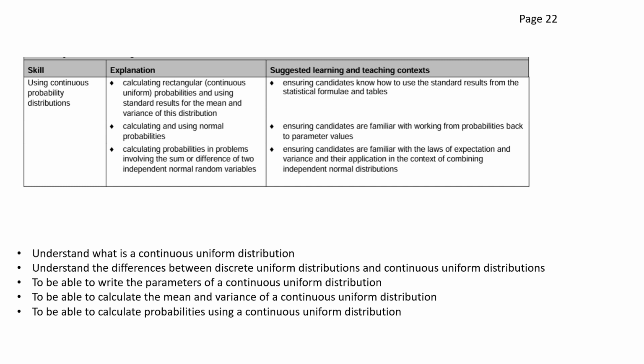End of the lesson. Now you should know what a continuous uniform distribution is. You should understand the differences between the two types of uniform distributions. You should be able to write the parameters, calculate the mean and variance, and calculate the probabilities using a continuous uniform distribution.